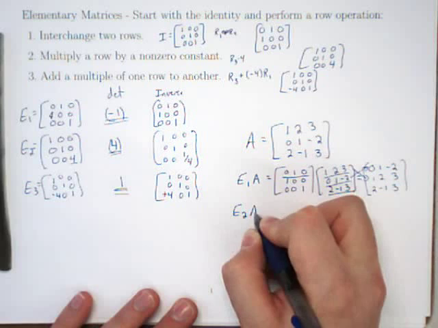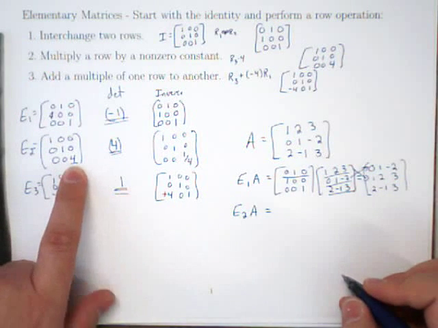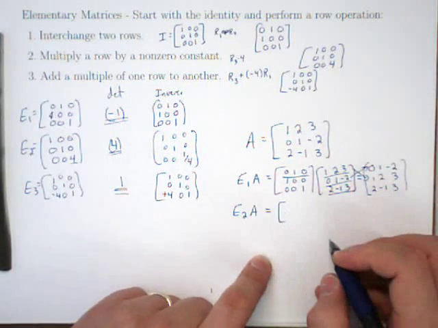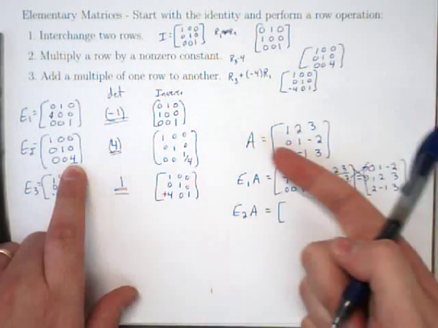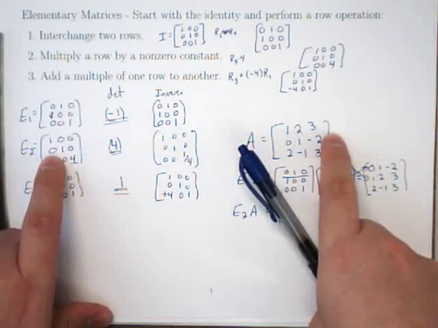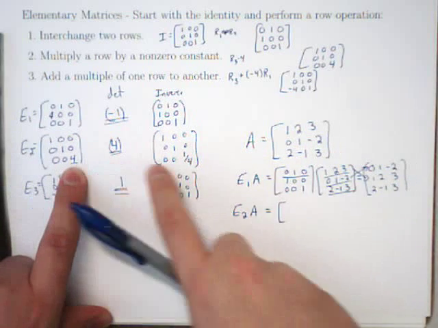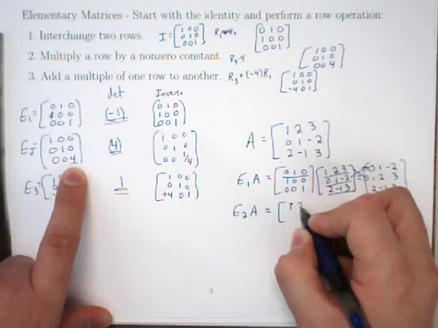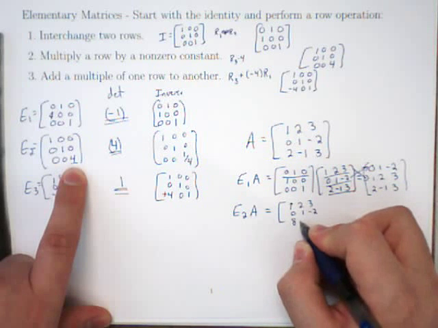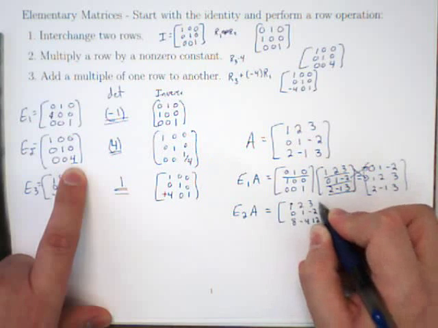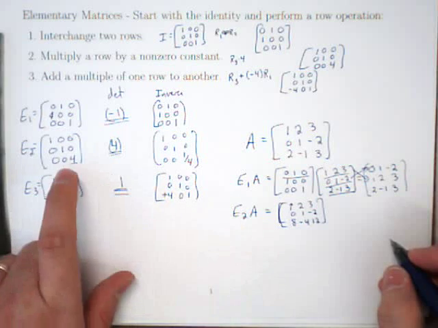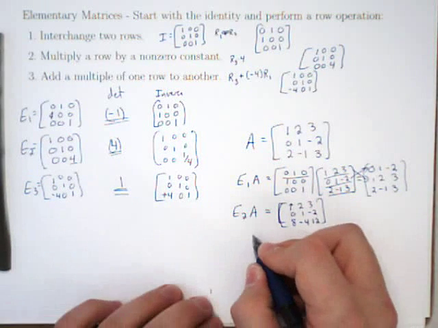Similarly, if I take E2 and times it by A, well, E2 was 4 times row 3. I'm just going to cut to the chase, and really that just means let's take row 3 and multiply it by 4. Leave row 1 there, leave row 2 there, and multiply row 3 by 4. So we get a 1, 2, 3, 0, 1, negative 2, and then 8, negative 4, 12. In other words, multiplying by the elementary matrix does precisely that row operation on A.